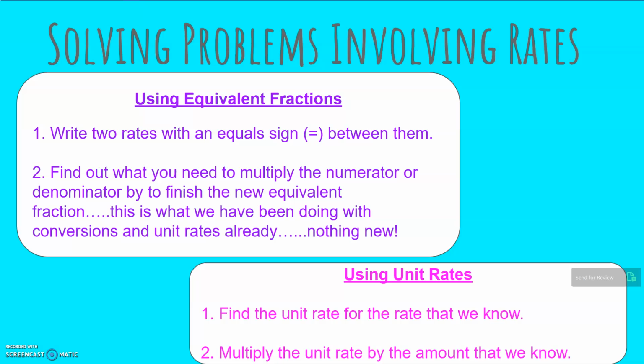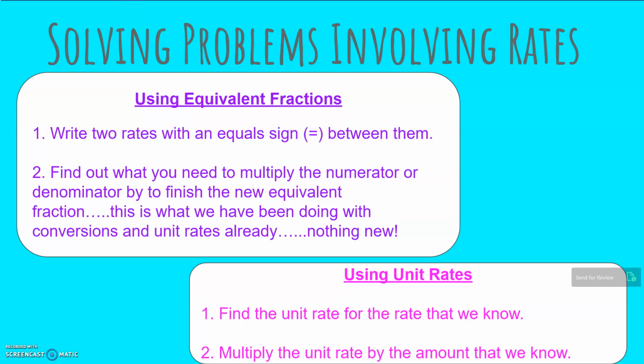Solving problems involving rates. First step, when you are using equivalent fractions, write two rates with equal signs between them, then find out what you need to multiply the numerator or denominator by to finish the new equivalent fraction. This is what we've been doing with conversions and unit rates already, so there's nothing new here. It's exactly what we did yesterday, only just written down.